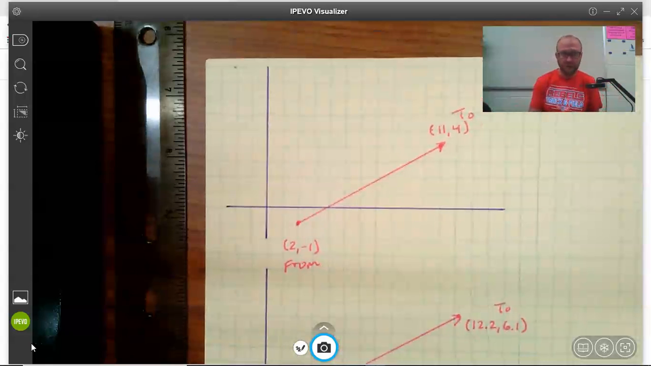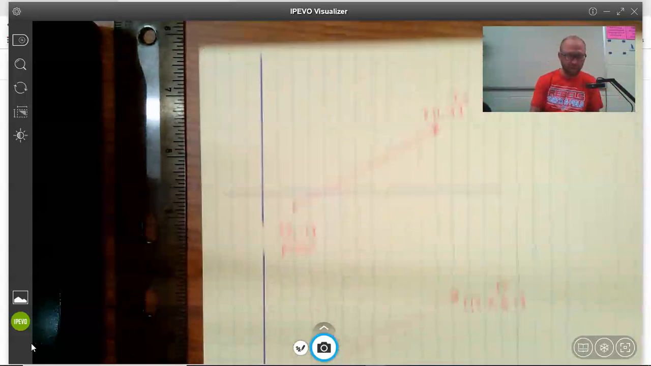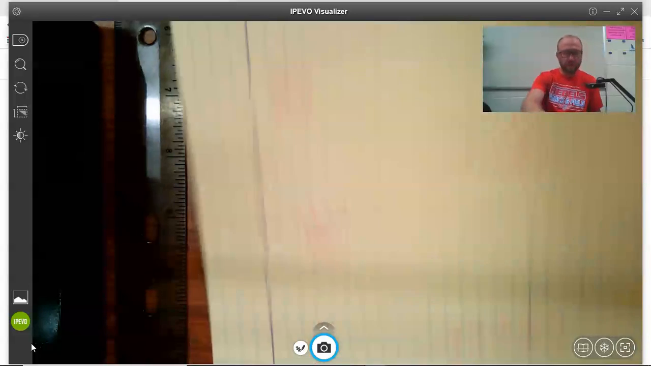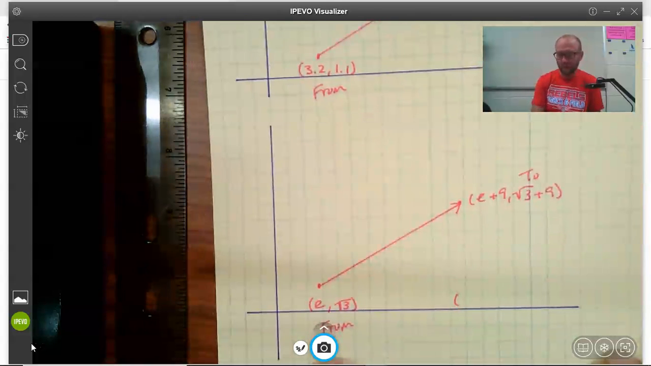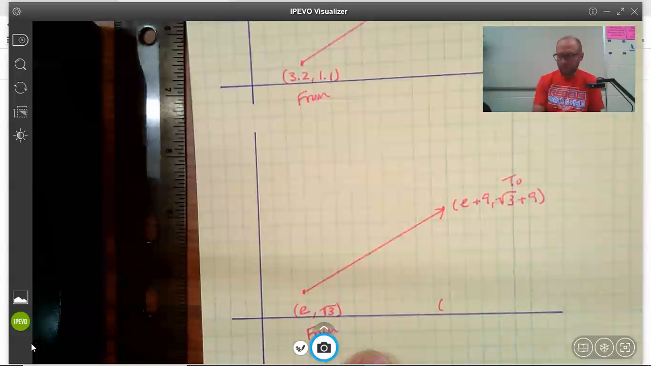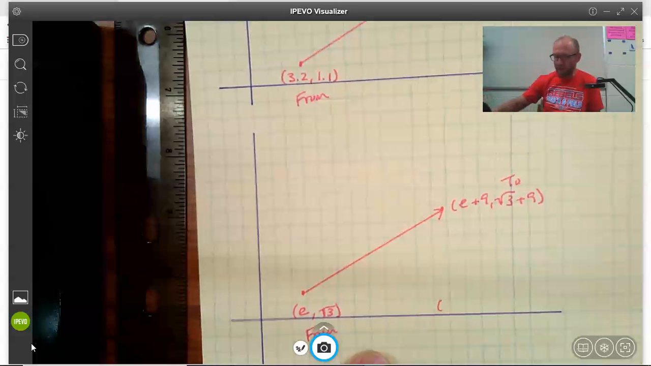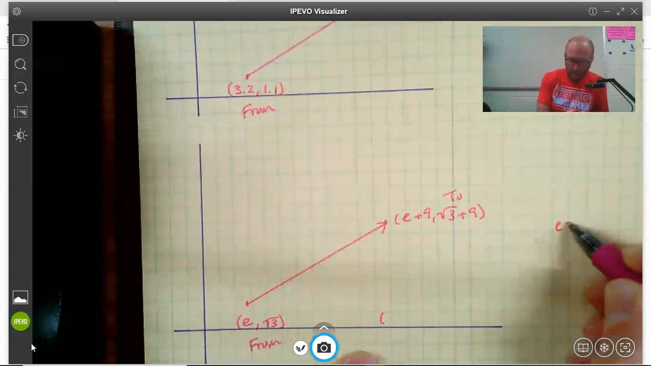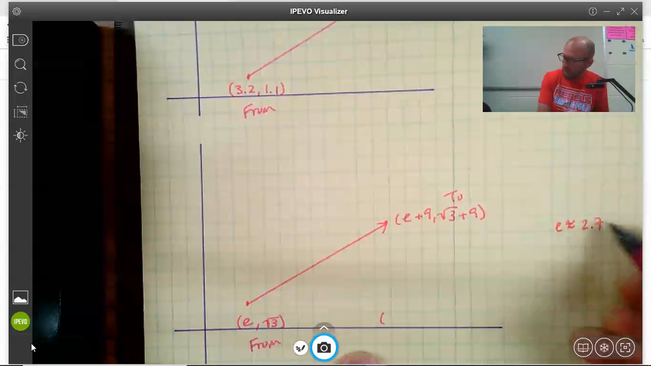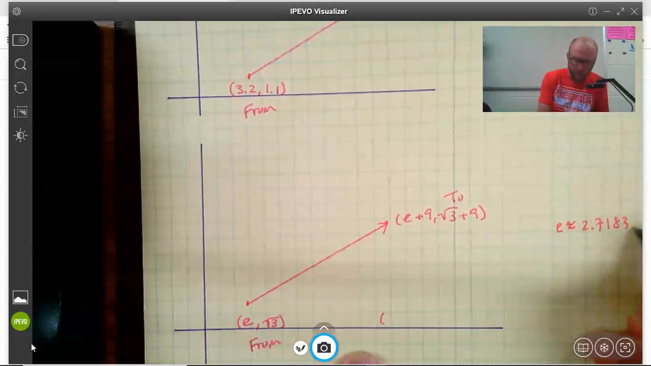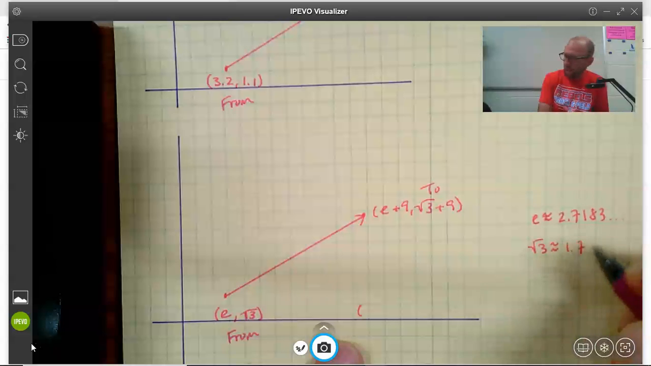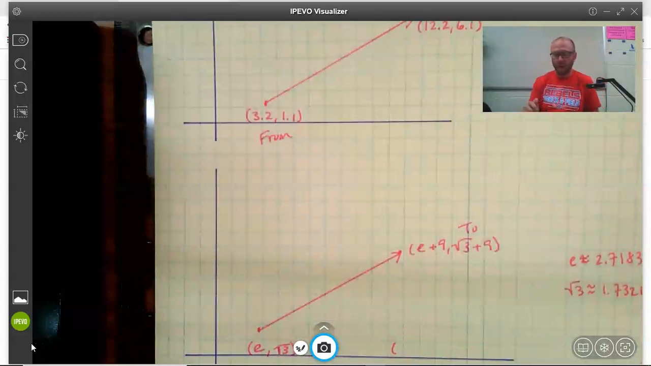So from 2 comma negative 1 to 11, 4. From 3.2, 1.1 to 12.2, 6.1, and then from e comma square root of 3 to e plus 9 comma square root of 3 plus 9. And this value e, by the way, is the base of the natural logarithm. It's a number that's approximately 2.7183, but it goes on. And the square root of 3 is approximately 1.7321... So, okay. All right.